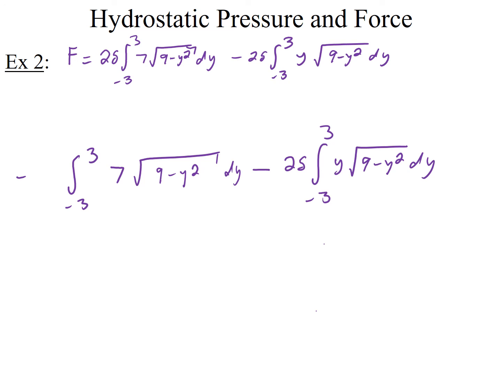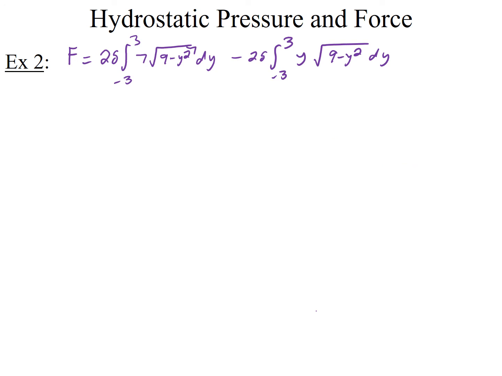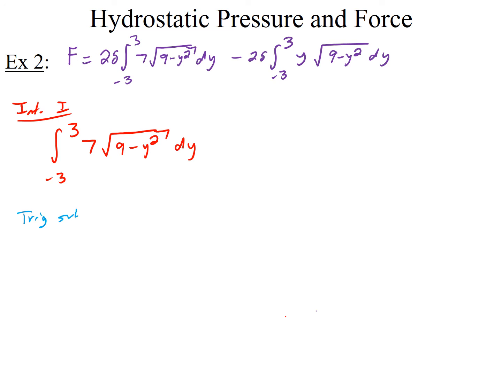Minus like that. So basically we have to do 2 integrals. Okay, so let's work on each of these integrals. So integral 1, I won't copy down the 2 delta, let's just copy down the rest. Actually, I don't even have to copy down the 7, I suppose. But okay, let's go ahead and leave it for now. So I guess this is a trig sub. So let's let y equal 3 sine theta. That makes dy 3 cosine theta d theta.